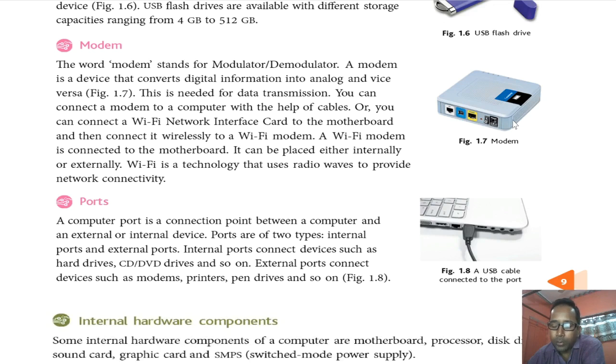One is internal modem, another one is external modem. Internal modem is plugged on the motherboard, which is present inside the CPU cabinet, and external modem, externally we have to connect to the port. Some wireless modems are also there, which generally use Wi-Fi technology to connect to the computer. Wi-Fi is a technology that uses radio waves to provide network connectivity wirelessly.